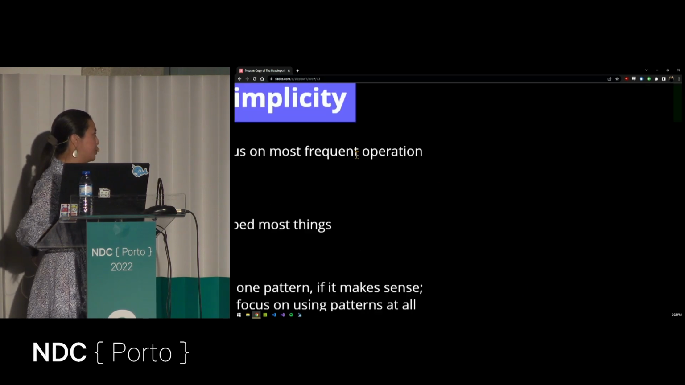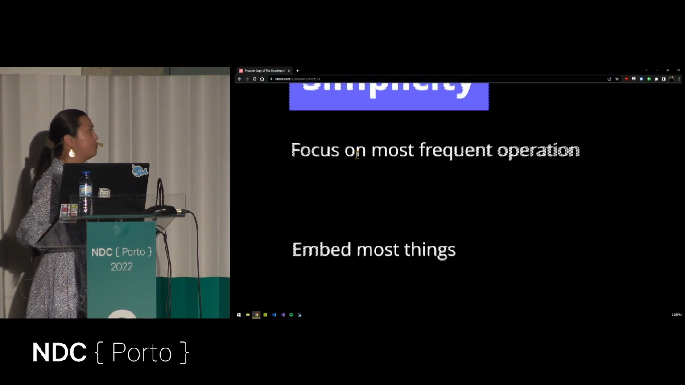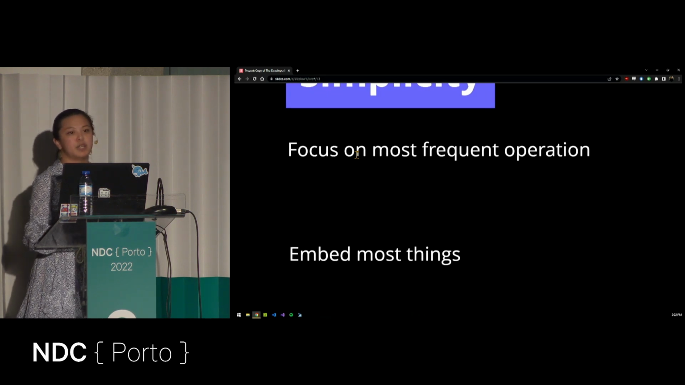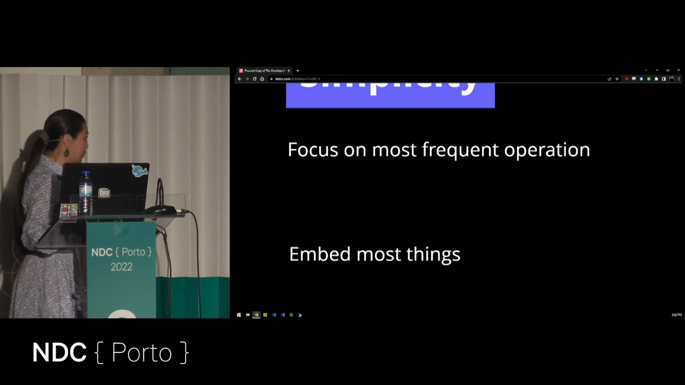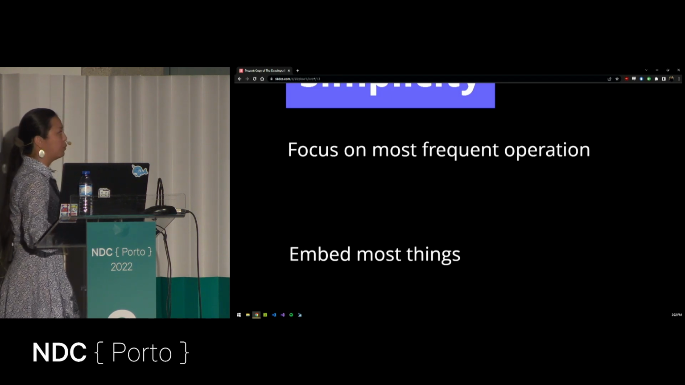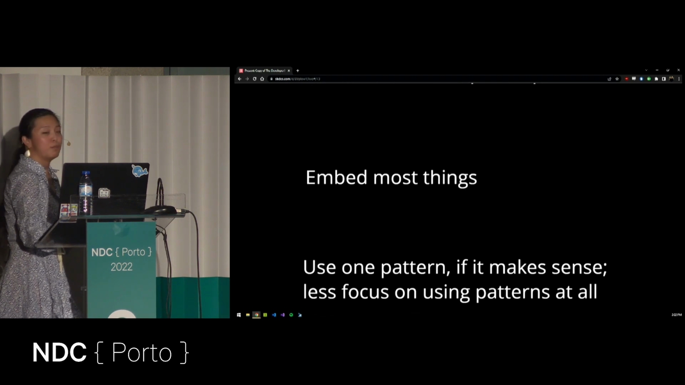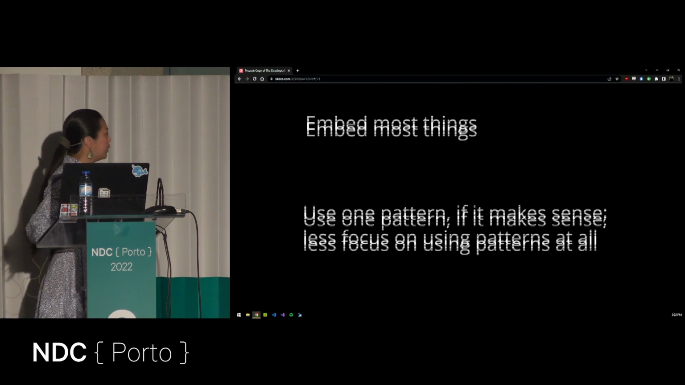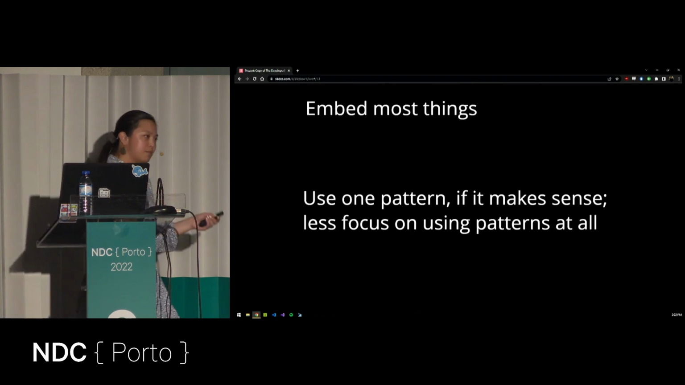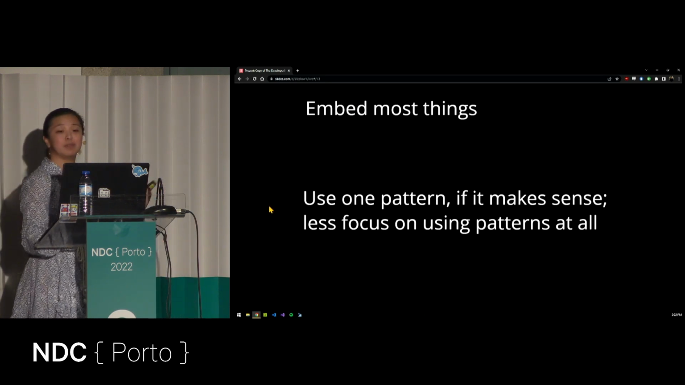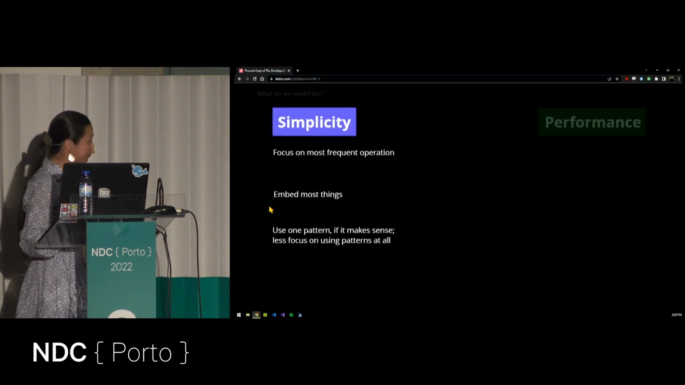So when you do choose simplicity, what you want to do is focus on the most frequent operation. So in your list of the operations that you've quantified and qualified, find the one that is the most frequent. You want to embed most things as part of your data model. And again, if it makes sense, only use one pattern if you really need it, maybe something like the document versioning pattern.